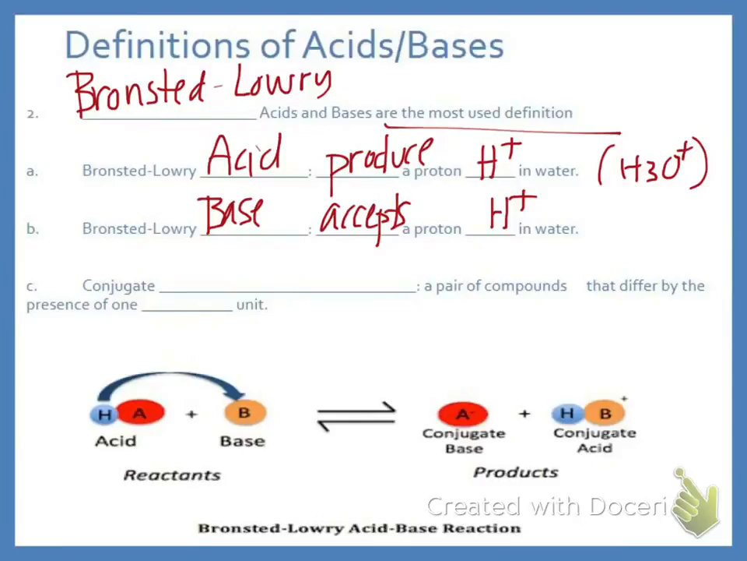So a while ago for the Arrhenius definition, we said that to be a base it had to be able to produce a hydroxide. This definition is saying as long as it can accept that hydrogen from the acid, it's considered to be a base. Okay? And then within this definition, we have something called a conjugate acid-base pair. Okay? And it is a pair of compounds. They're going to differ by the presence of one hydrogen unit.